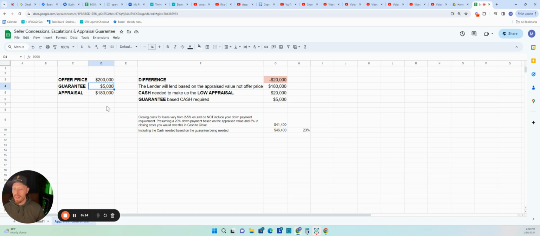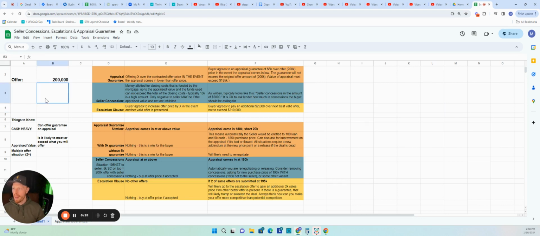Hopefully this explains what that does with the cash percentage toward the deal, and how you can approach this. And a couple other things I want to show you guys. Things to know: cash heavy can offer guarantee. If you are cash heavy or you have a little bit of extra cash, you can try to offer an appraisal guarantee. Appraisal value is likely to meet or exceed in multiple offer situations. This is exactly what I was recommending, and these are examples of the definitions you would put in.